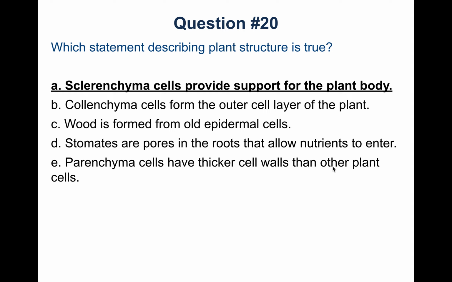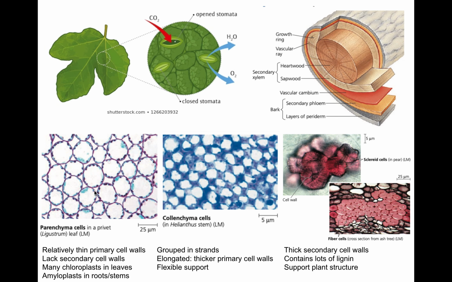Parenchyma cells have thicker cell walls than other plant cells. Remember when we talked about the parenchyma, the sclerenchyma were the ones that have the thick cell walls. The parenchyma have really thin cell walls, and they lack the secondary cell walls. They have very thin primary cell walls, and typically have specialized functions. For instance, they have lots of chloroplasts in the leaves for photosynthesis, or they contain lots of amyloplasts in roots and stems for storage of starch.